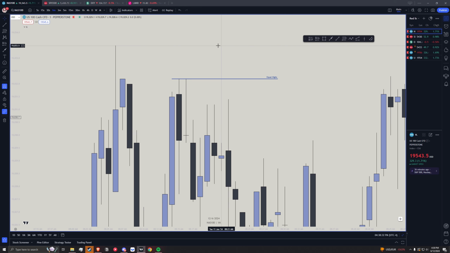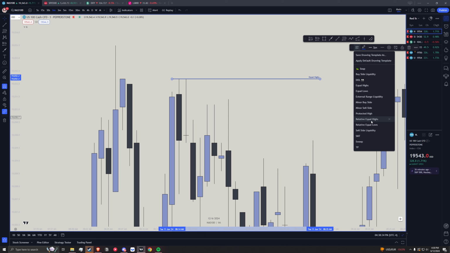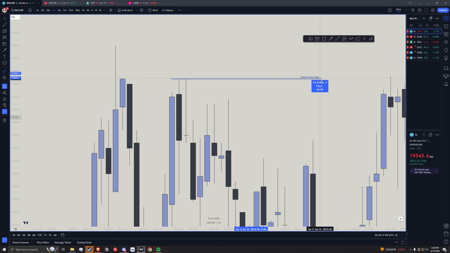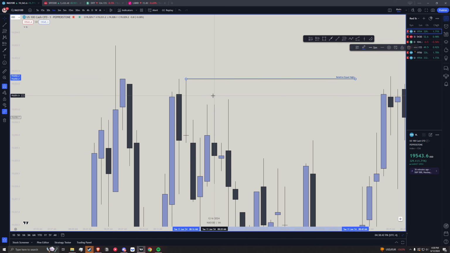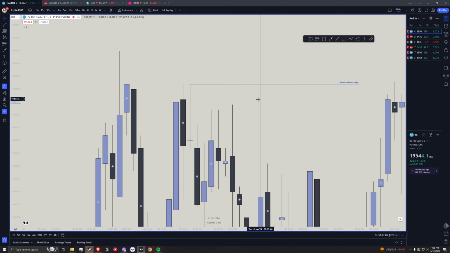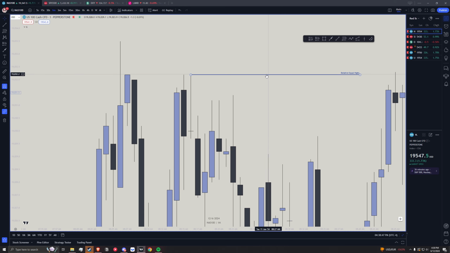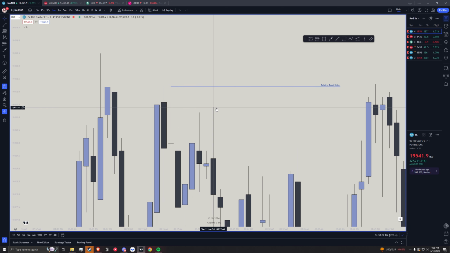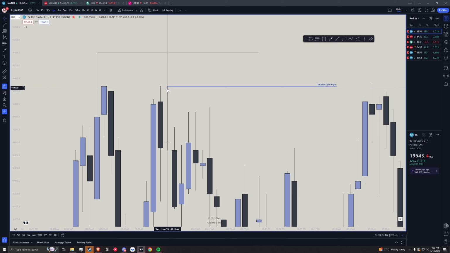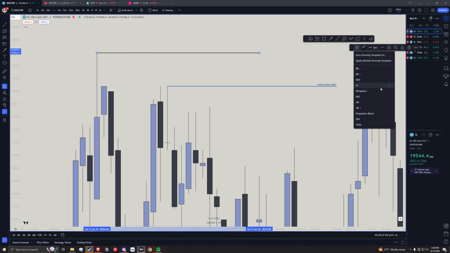And the next point I'm going to go over is called relative equal highs. Relative equal highs are liquidity points that are relatively equal. So what do I mean by relatively equal? Well, I mean they are relatively close without being taken. Like this is pretty relatively close to this. So these two highs are relatively equal. And this high is pretty close to this high right here, making this a relative equal high.